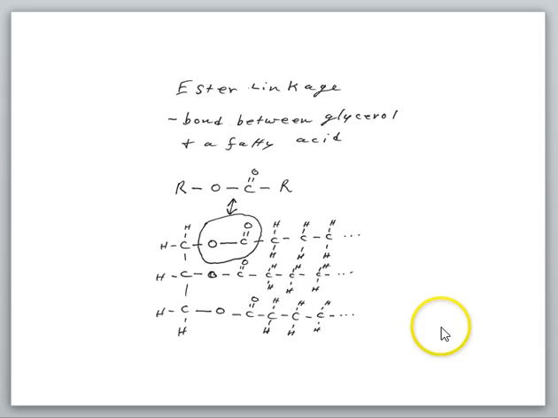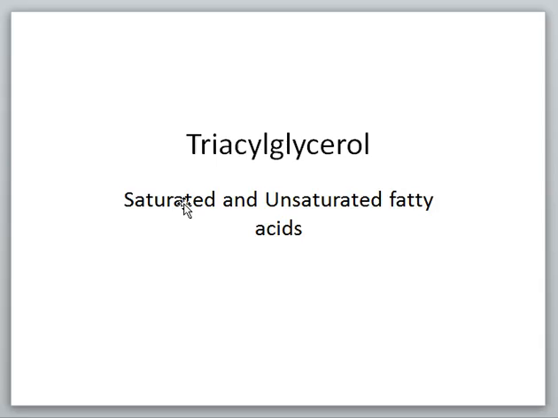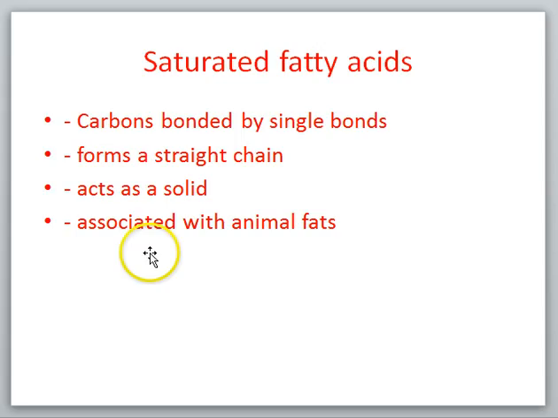Okay, so let's look at this. So here's our ester linkage. This is the bond between the glycerol and the fatty acid. So right there, the oxygen to the carbonyl group, and then pointed out up here, of course, R and R, that's the remainder of the molecule. And that's just kind of an organic molecule. The R group represents an organic molecule. Okay, this triacylglycerol, saturated and unsaturated fatty acids. Let's look at that.